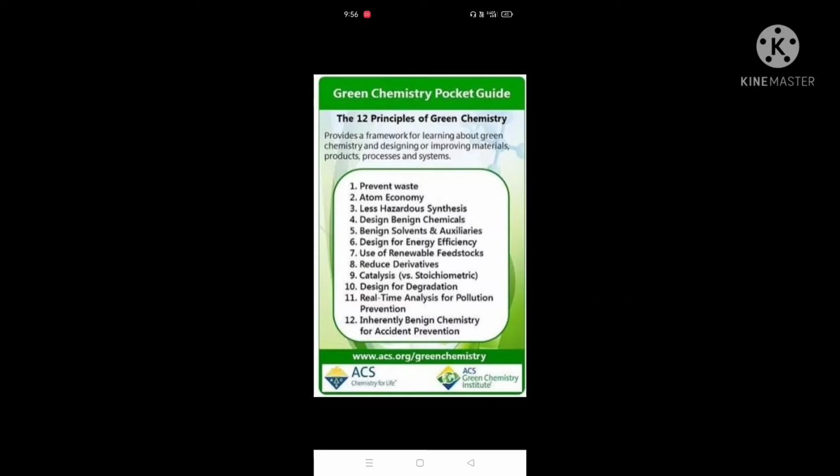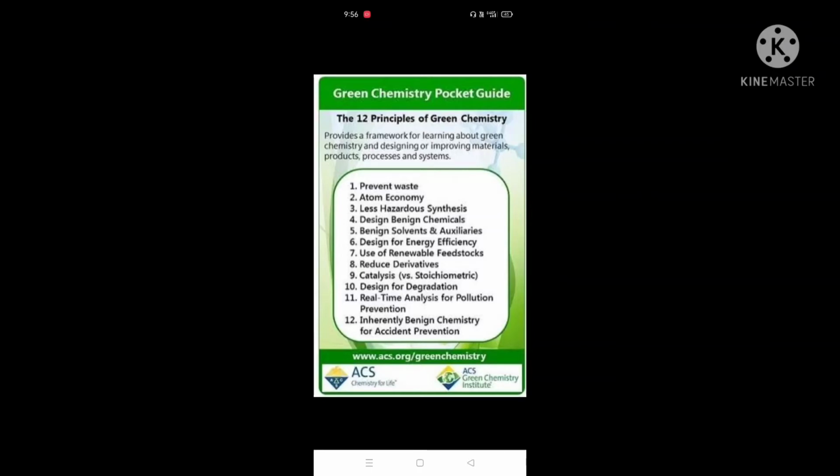So in this synthesis, it is a very less hazardous synthesis. That means whatever products or byproducts we get may be not hazardous or less hazardous. So that is one of the principles of green chemistry.